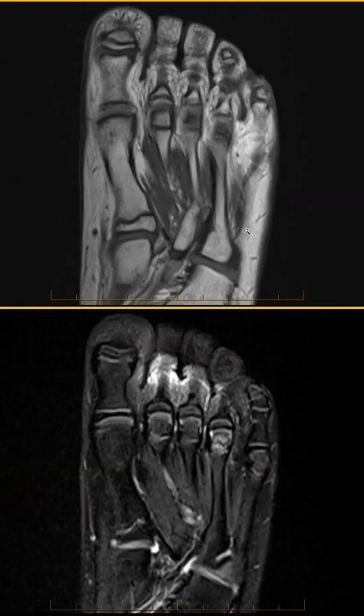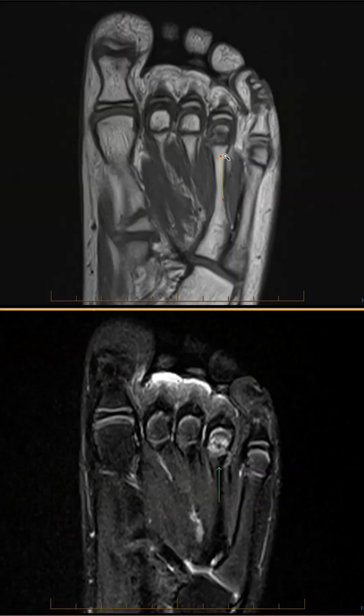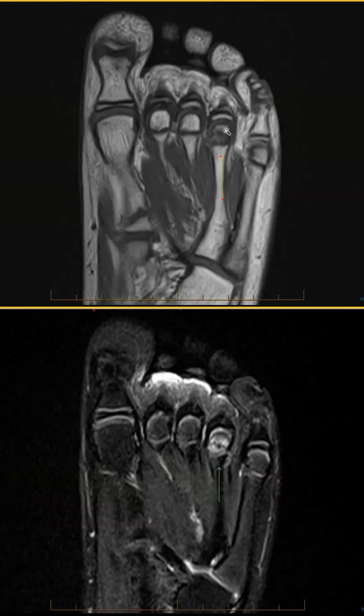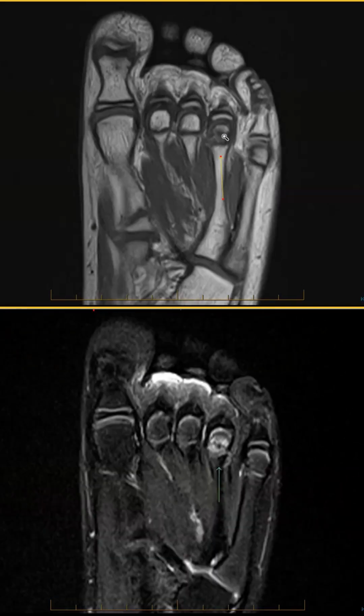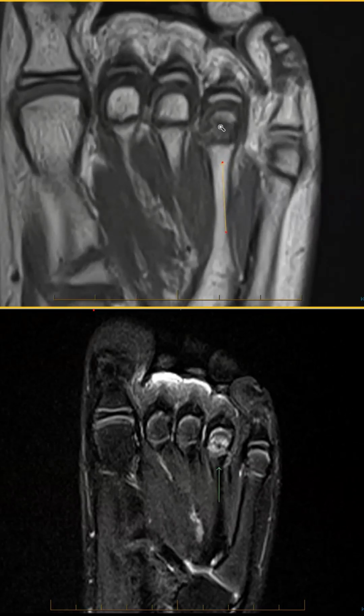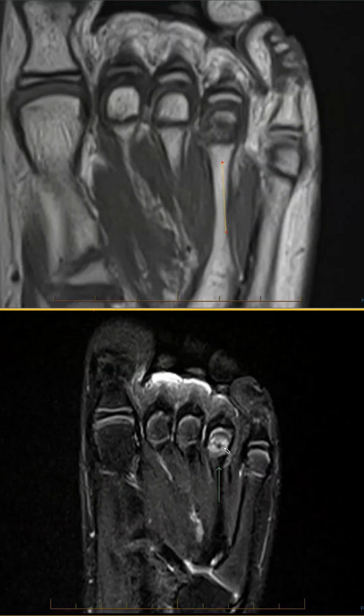Great. So what we're looking at today is an 8-year-old boy with pain that's waking him up at night. And we can see from these long axial T1 and proton density images that we have an abnormality at the head of the fourth metatarsal. This is hyperintense on fluid sensitive sequences and hypointense on T1 and has a linear configuration on T1 weighted images through the metatarsal head. And you can see it there.